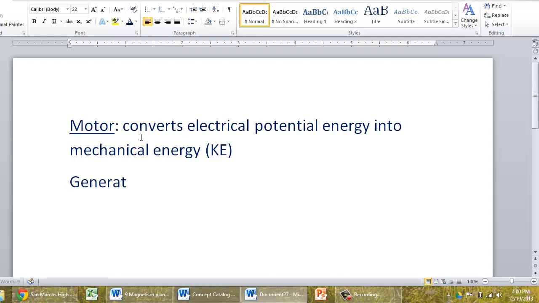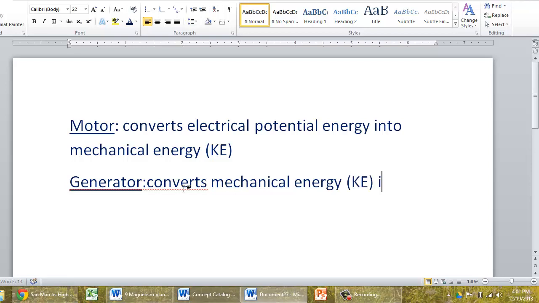As opposed to a generator, which is going to be converting mechanical energy. Let's try that again here. It converts mechanical energy into electrical energy, and when we say mechanical, we can think kinetic into electrical potential energy. So same device, but functioning in two different ways.